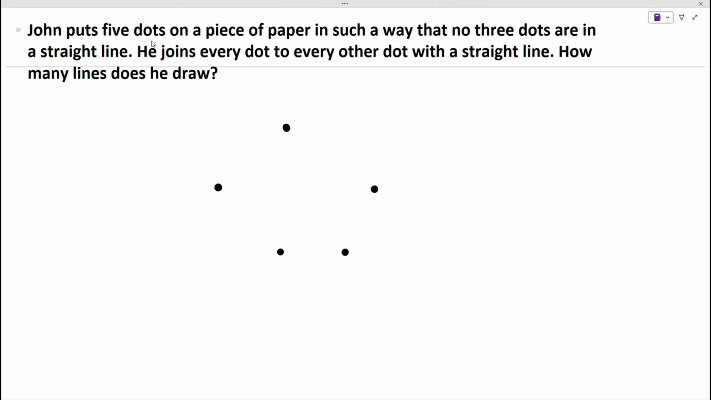So what we're going to do is we're going to start drawing lines. And so let's start off with our leftmost dot. How many lines can we draw from there? So let's draw it. We have one line here. We have our second line here. We have our third line here. And we have our fourth line here. So from our first dot, we can draw 4 lines. So let's write that down. So we have 4.